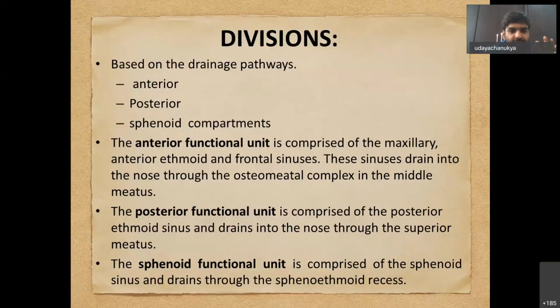The anterior functional unit is comprised of the maxillary, anterior ethmoidal, and frontal sinuses, and they drain to the ostiomeatal complex in the middle meatus. The second group is the posterior functional unit, comprised of the posterior ethmoidal sinus, which drains into the nose through the superior meatus. The third group is the sphenoidal functional unit, which drains into the sphenoethmoidal recess. Anterior, posterior, and sphenoid functional units.